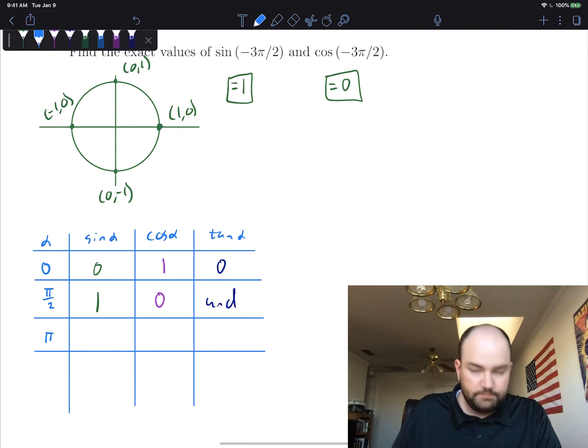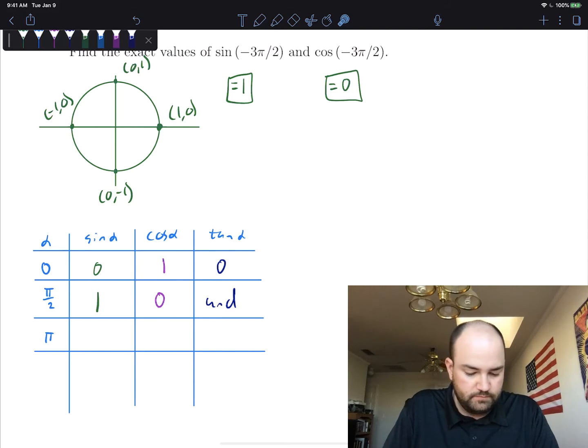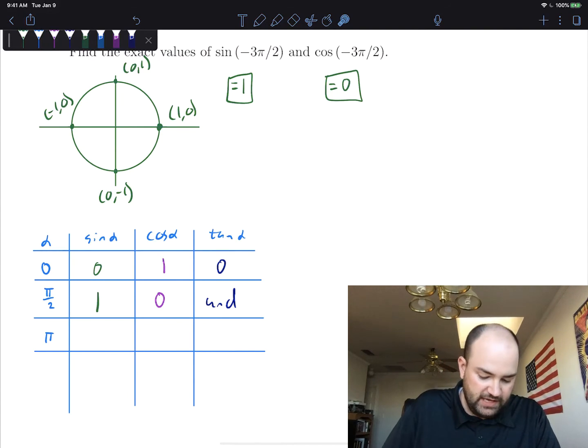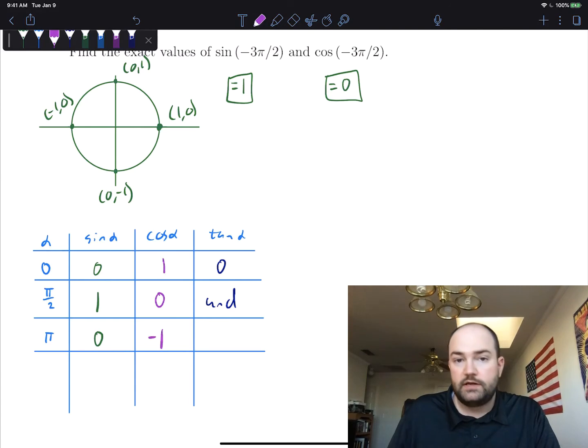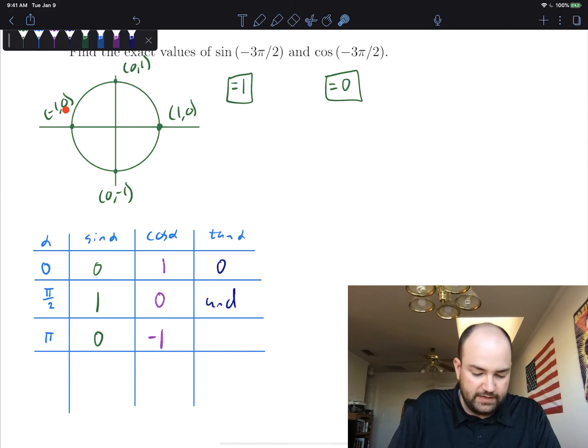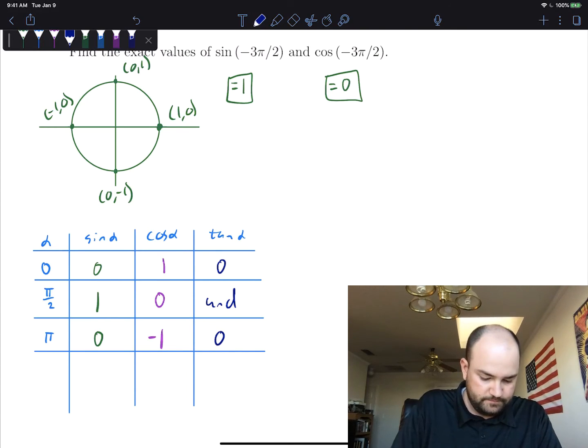Now for the next one, pi, negative x direction, negative 1, 0 on the unit circle itself. So negative 1 for the x, 0 for the y. So if we plug those in, gives me a 0 here, and a negative 1 here. Now for the tangent, the y over the x, 0 over negative 1 is 0. Good.